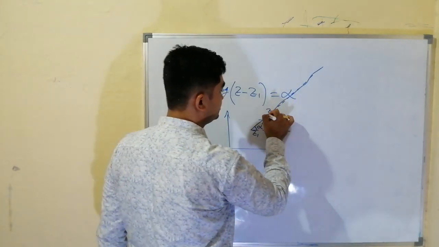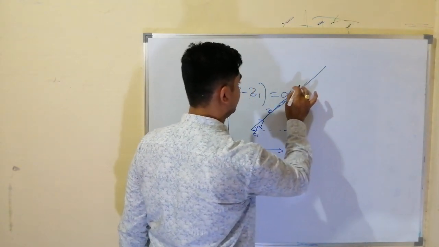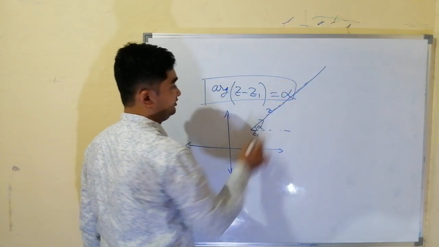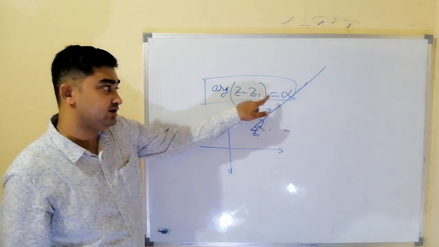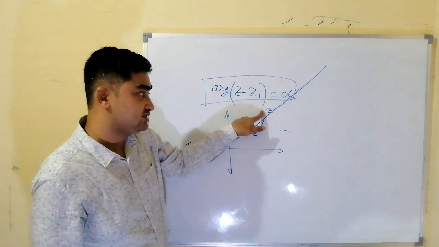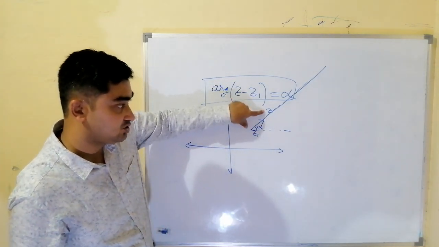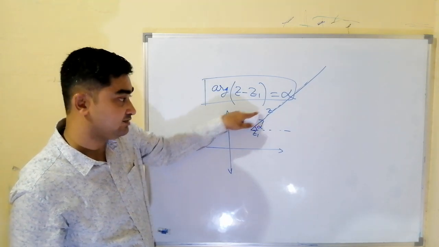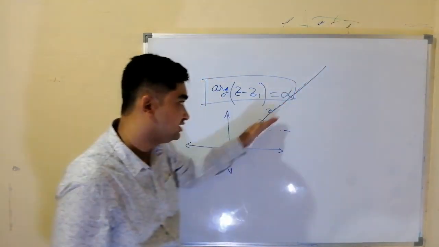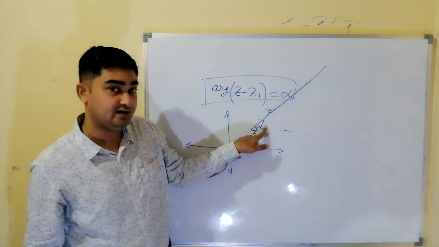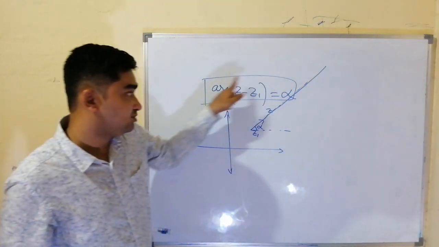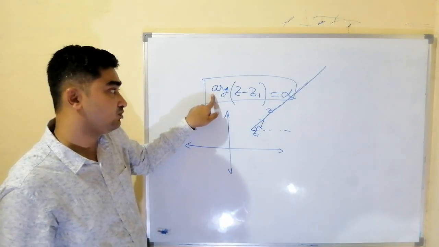That means it is a straight line. That means this equation represents a straight line. Why? Because argument of Z minus Z1 is alpha. This is Z1 and this is Z. Z minus Z1 means this direction, from Z1 to Z. This is alpha means all the points which are above Z1 on this line, which has slope tan alpha. Angle with x-axis is alpha. That portion of that line is represented by this equation in the complex form.